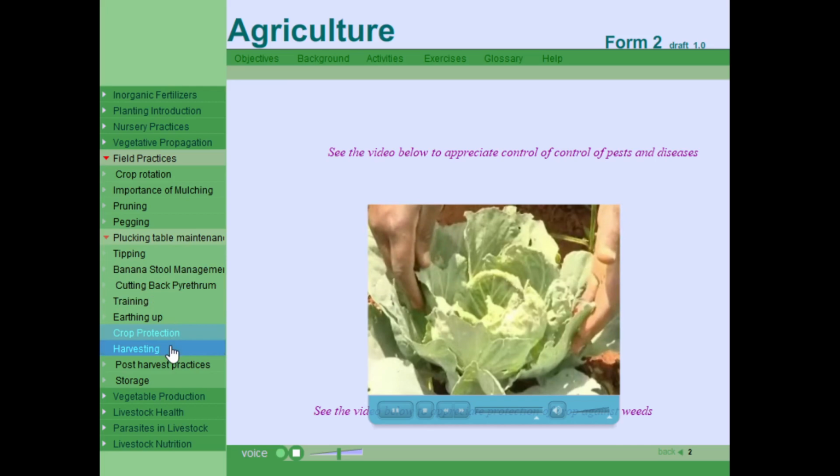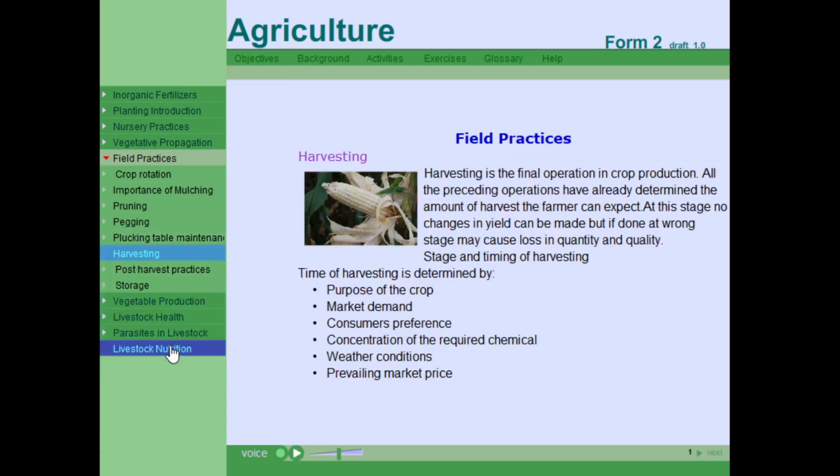Harvesting. Harvesting is the final operation in crop production. All the preceding operations have already determined the amount of harvest the farmer can expect. At this stage, no changes in yield can be made, but if done at the wrong stage, it may cause loss in quantity and quality. Stage and timing of harvesting.